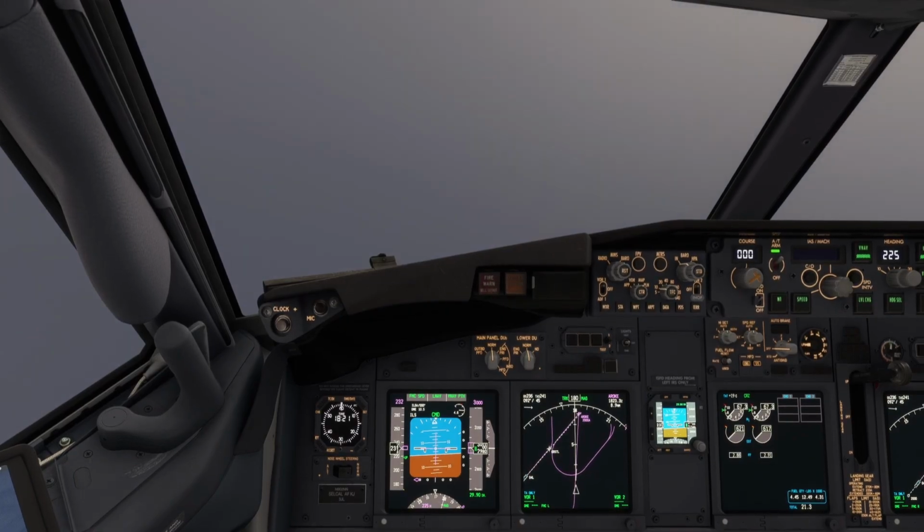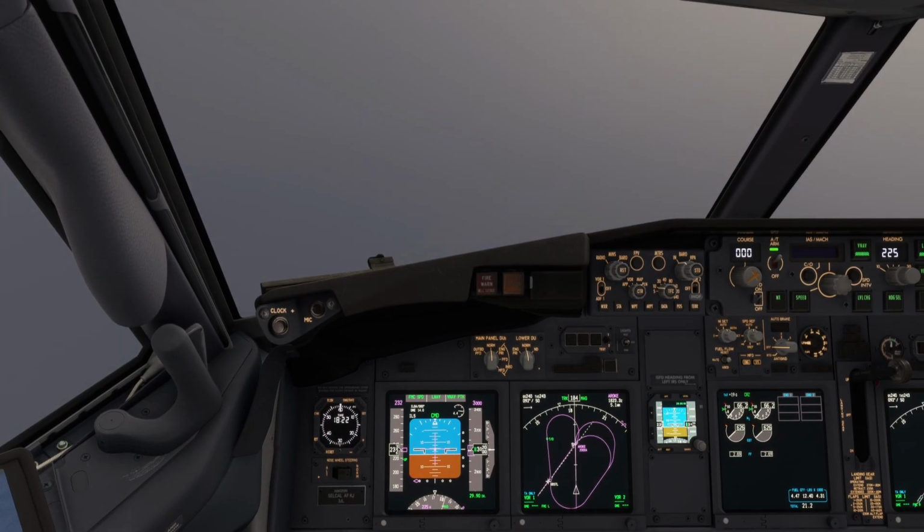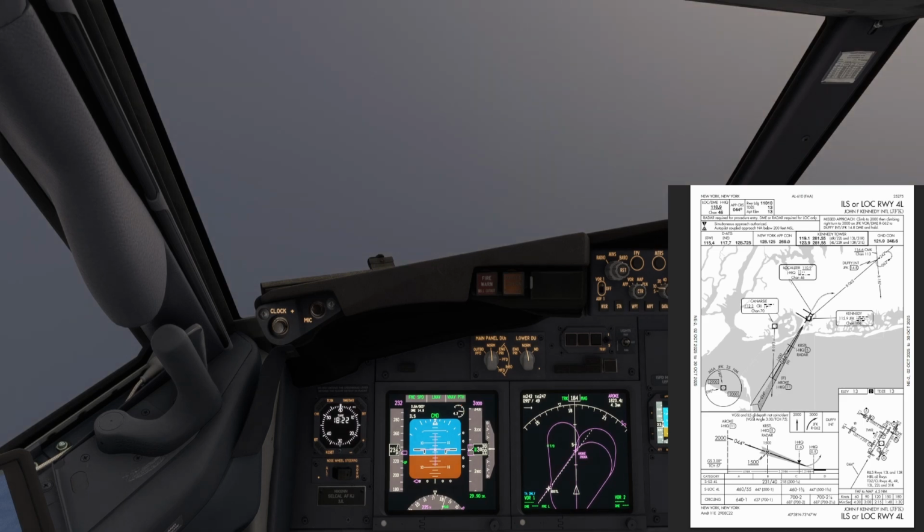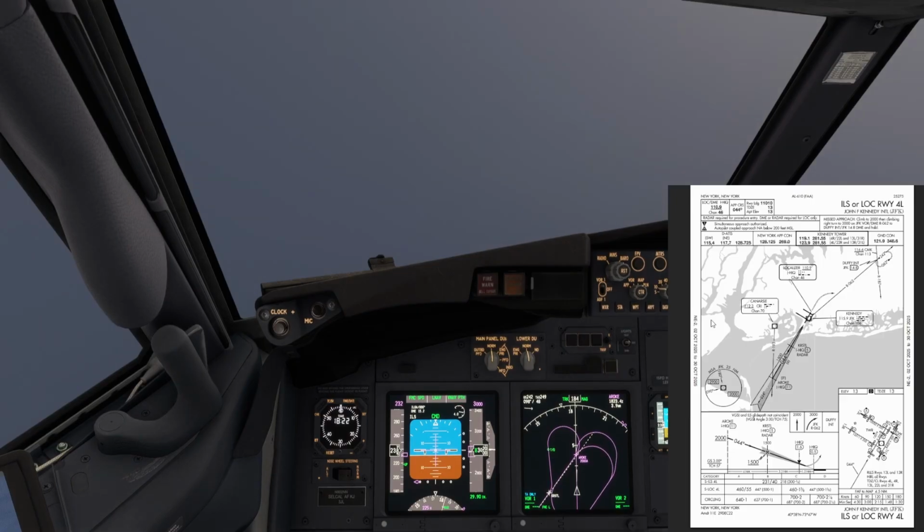So let's talk about ILS approaches. We will start off by talking about the different, I guess, revisions, we'll call them, of ILS approaches. So taking a look here, this is the chart. This is a government chart. This is not Navigraph. In the real airline world, you would see a Jeppesen chart.